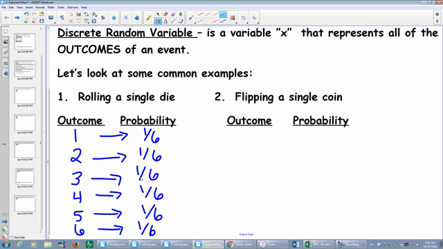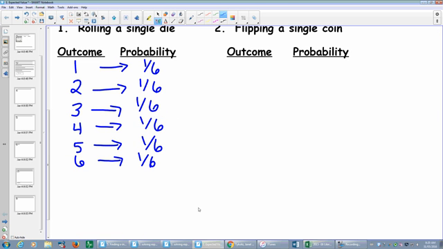Okay, so just as a sketch here, because we're now combining this unit with our second unit of normal distribution.